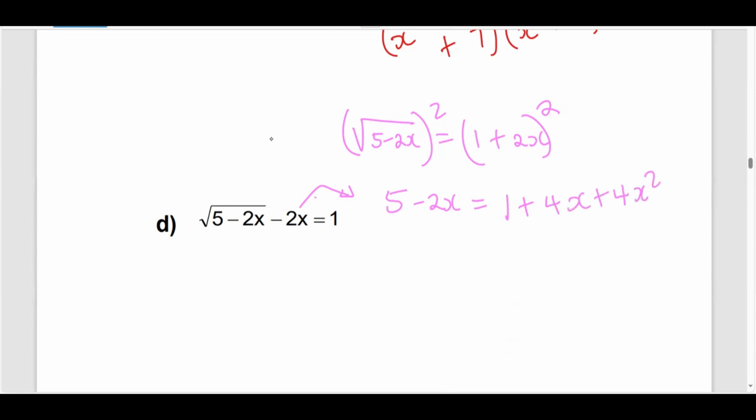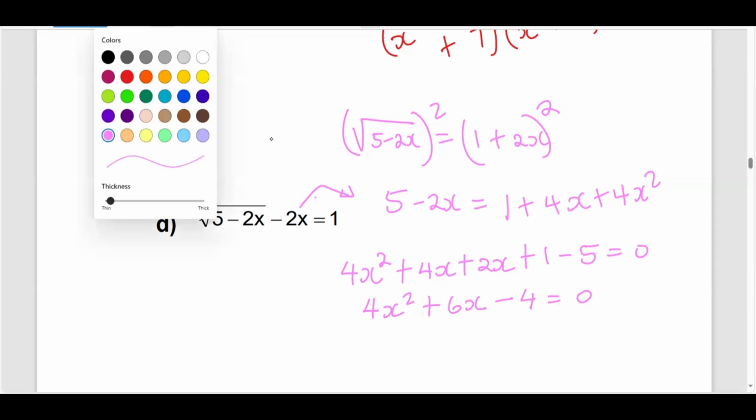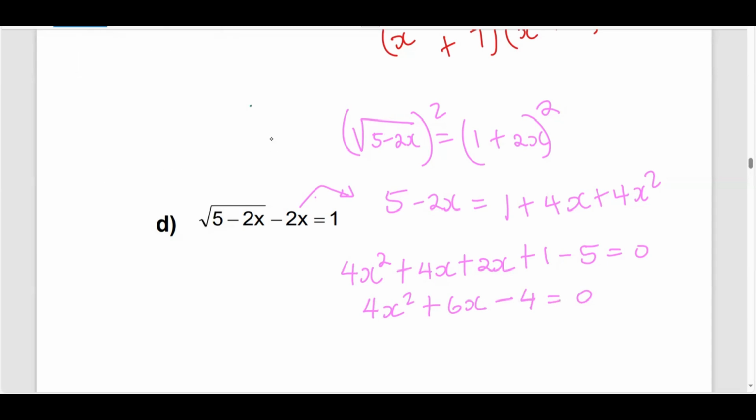If we use the FOIL, okay? Let's create a standard equation. It's going to be 4x squared plus 4x plus 2x plus 1 minus 5 is equal to 0. Simplify this further. It's 4x squared plus 6x minus 4 is equal to 0. I can divide through by 2 just to make life a bit easier. So that's going to give me 2x squared plus 3x minus 2 is equal to 0.